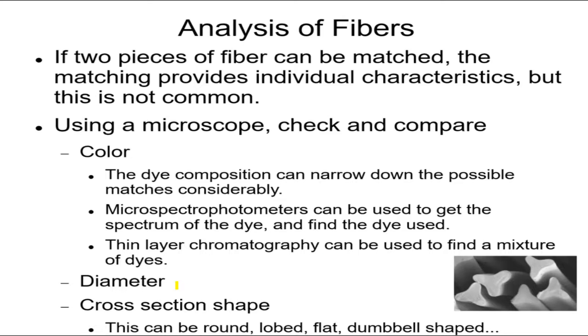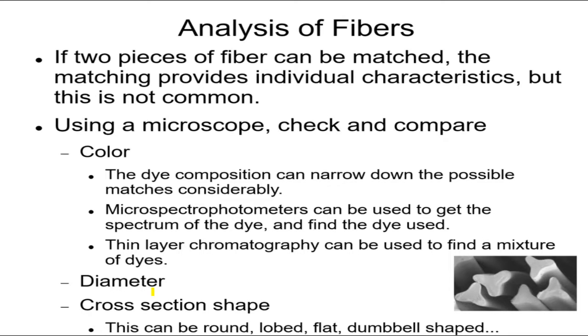We also check in the microscope. We check the diameter. Different fibers have different diameters, and if the fibers have the same diameter, again, it's not an individual characteristic, because there are other fibers that have the same diameter. Not to mention that the manufacturer doesn't only sell one shirt to one person. It sells, let's say, 500 shirts. So even if we find this fiber on the suspect, maybe it came from the other 500 shirts.